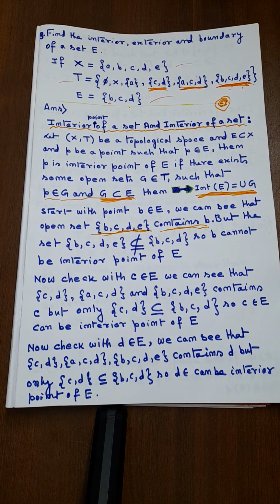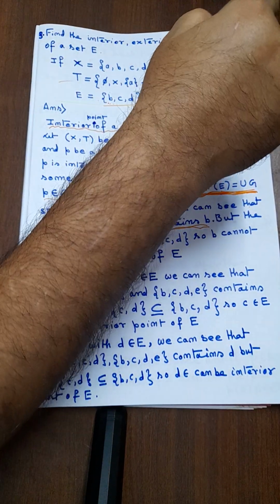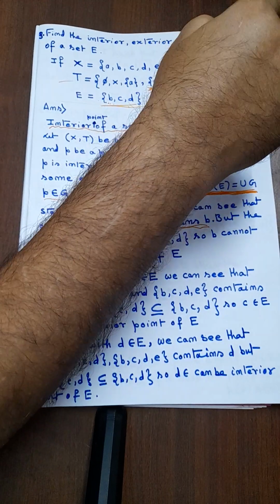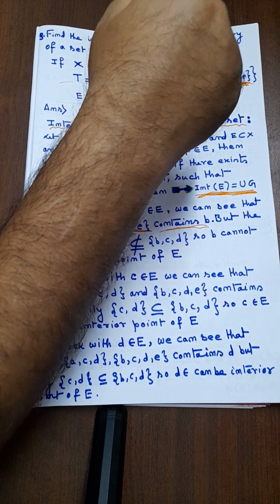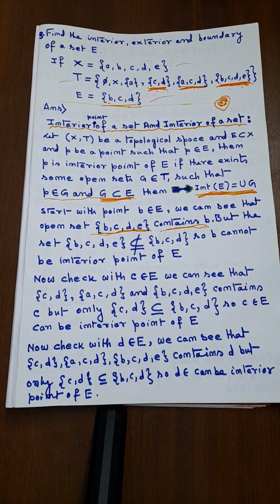But if you see, ACD is not a subset of BCD. BCDE is not a subset of BCD either. So we can ignore these. Let's check with CD. Now we can see that CD is a subset of BCD, right? CD is a subset of BCD.